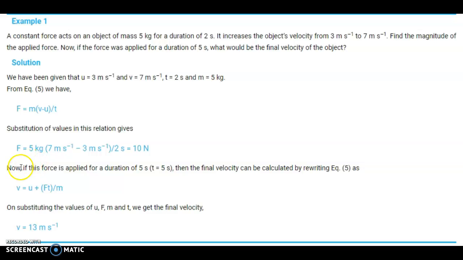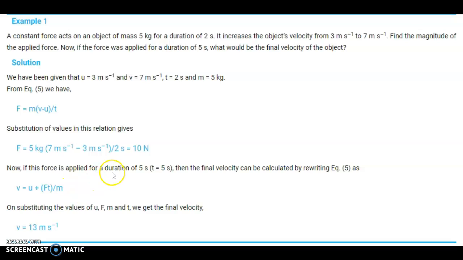Now the second question. If this force is applied for a duration of 5 seconds, so the time is 5 seconds, then what about the final velocity? So you have to find out the final velocity. We have learnt in chapter 8 that v is equal to u plus at. So in this one, instead of a, we can write F upon m.